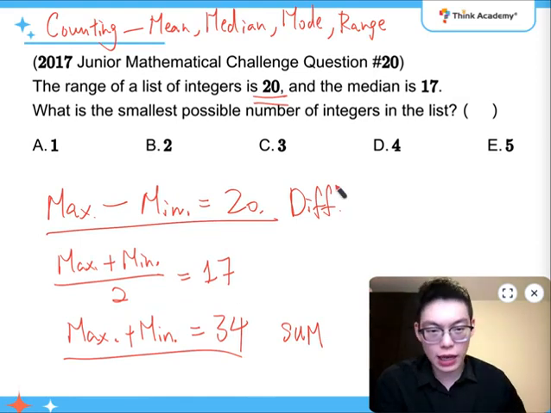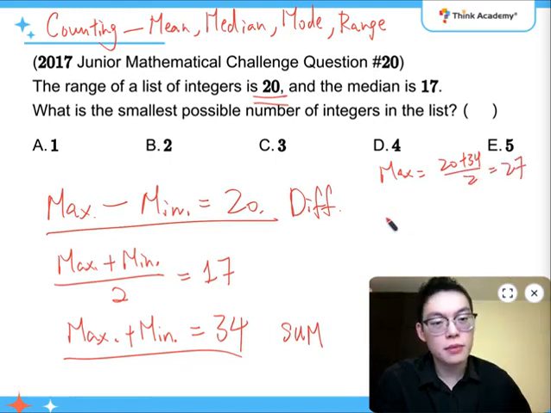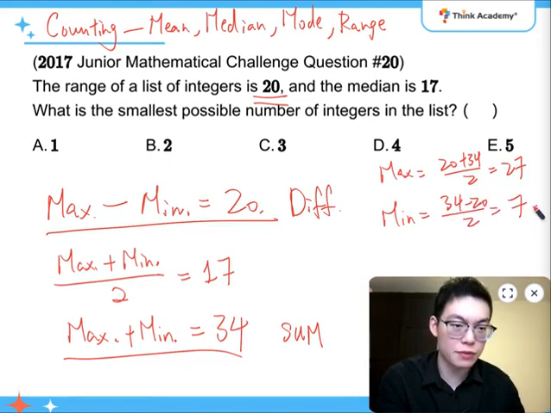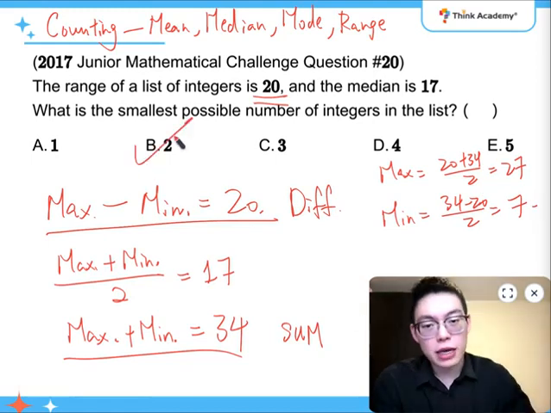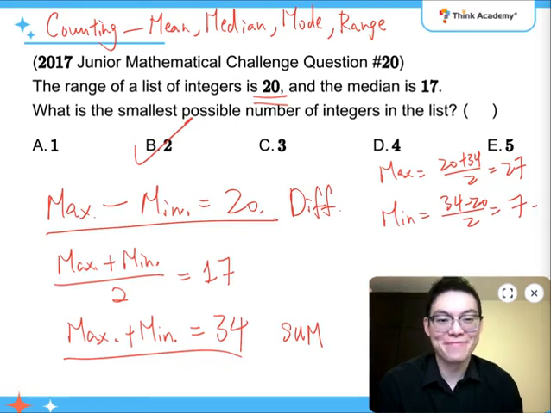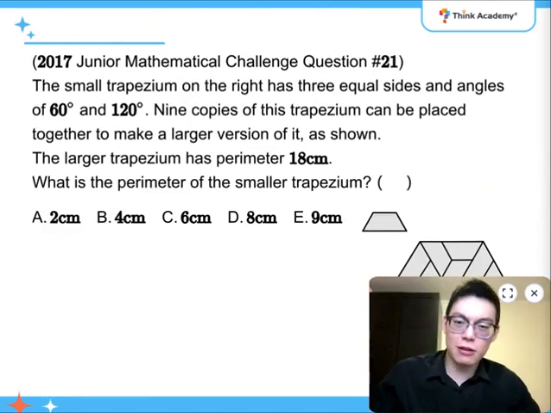So we know that the larger number is equal to 20 adding 34 divided by 2, that is 27. And the smaller number is going to be 34 take away 20 divided by 2, that's going to be 7, which exactly fits our requirement. So we know that it works, and the answer is 2. We just need two numbers, 27 and 7. Okay, so that's it for this question.